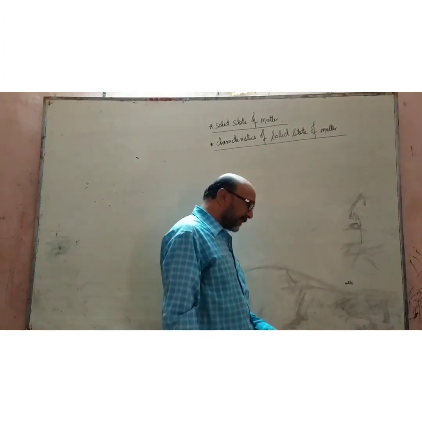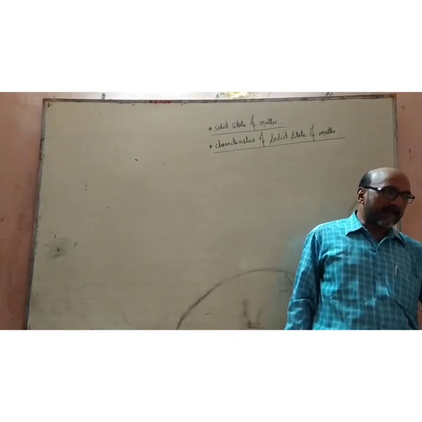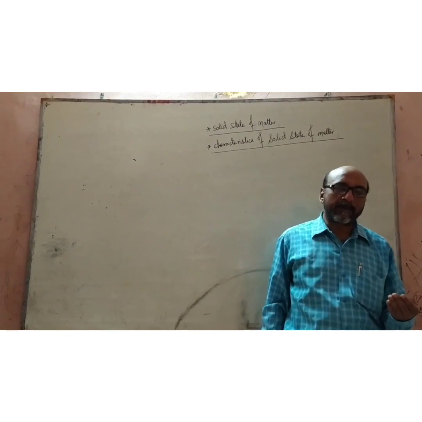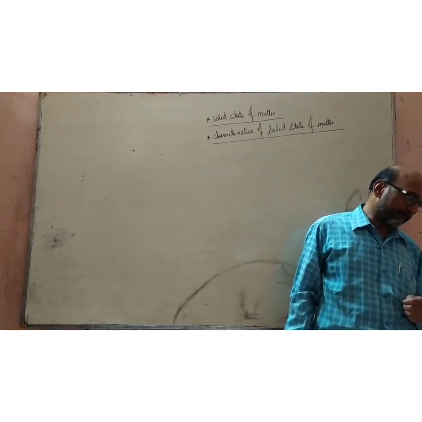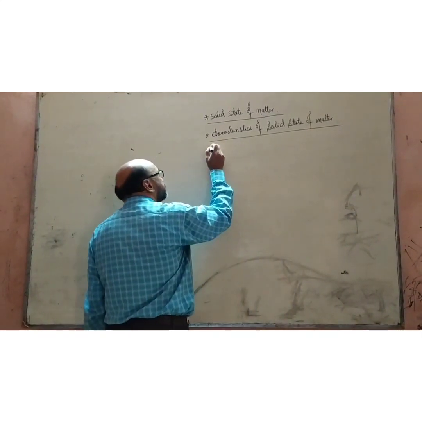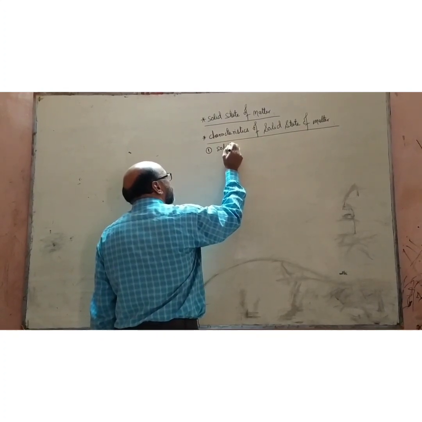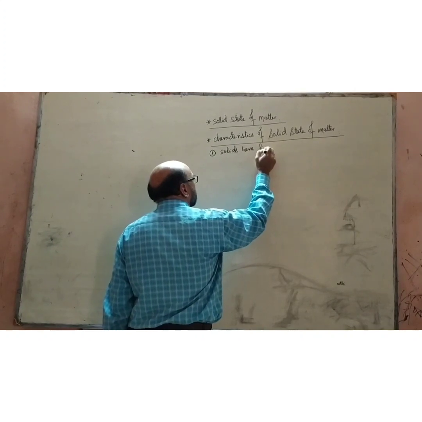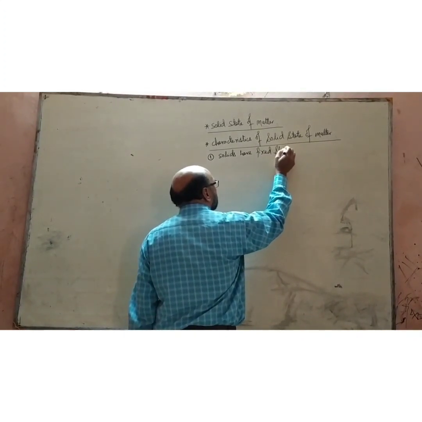The first characteristic we derive from the definition of solid, that solid have definite shape and definite volume. The solids have fixed shape.